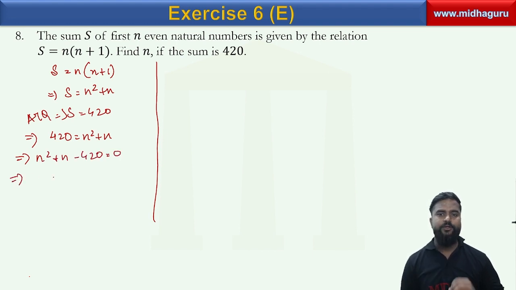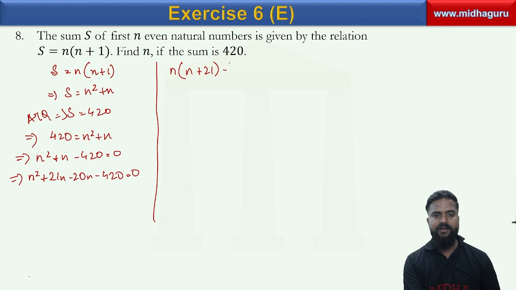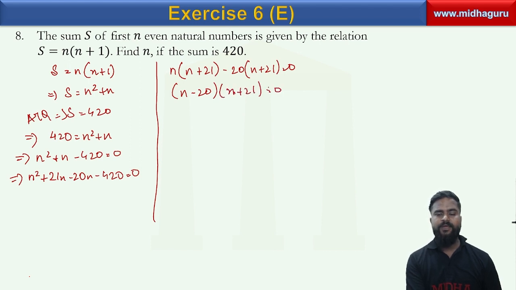So we split plus n such that the two coefficients add up to give plus 1 and they produce minus 420 as a product. So we write down 21n minus 20n minus 420 is equal to 0. So now taking n as common here, I get n plus 21, and then taking minus 20 as common, again I get n plus 21. So I say n minus 20 into n plus 21 is equal to 0. So n is either equal to 20 or minus 21.